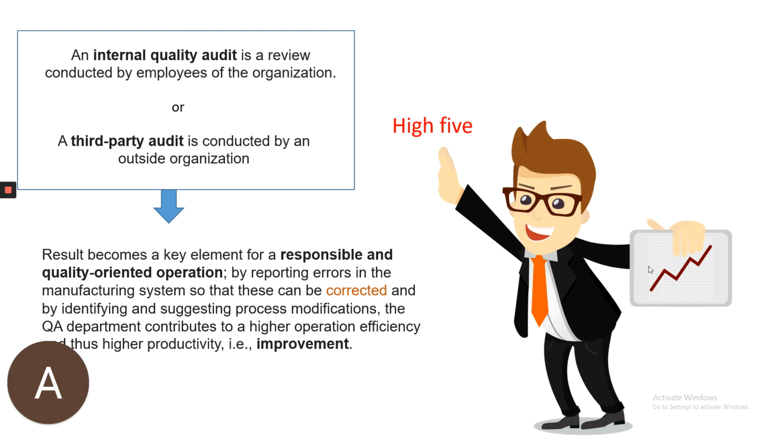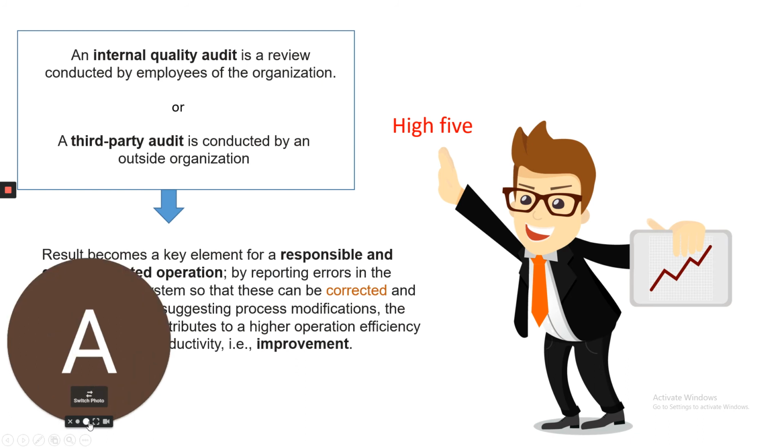Results from an audit become a key element in a quality-oriented operation. The errors reported can be corrected and process modifications suggested. This way, the QA department contributes to higher operation efficiency and higher productivity.